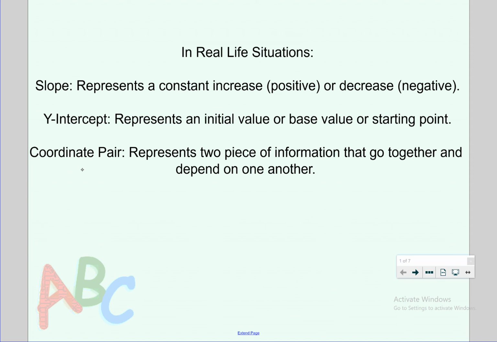In real life, a slope represents something that is constantly increasing or decreasing. If it's constantly increasing, your slope is a positive number. If it's constantly decreasing, your slope is a negative number. In real life, a y-intercept represents a starting place, a base amount, an initial value. Think about when we made the graphs yesterday. The y-intercept was the place that we started our graphs. It's where our x value is equal to 0, and x value is an initial value if it's 0.